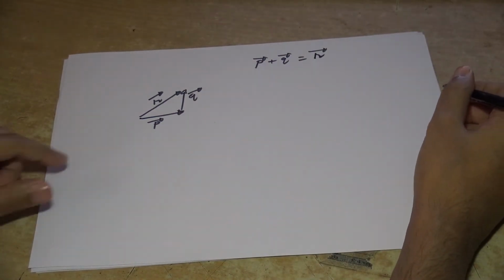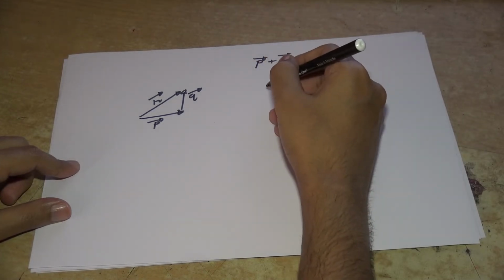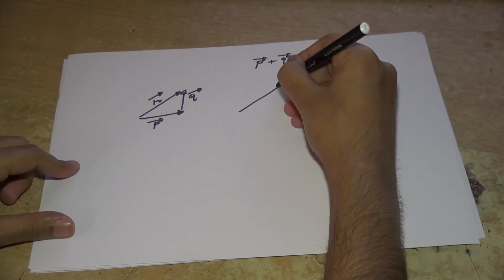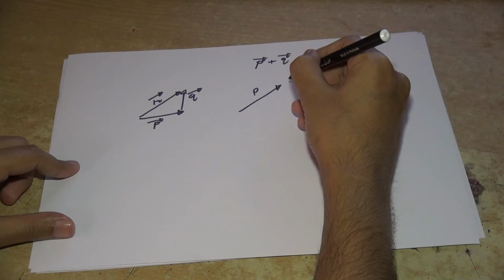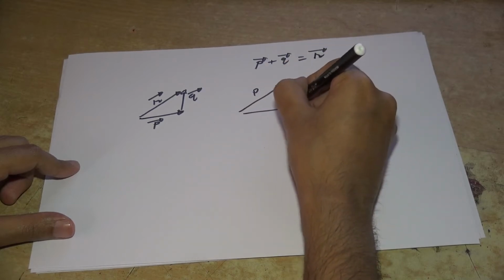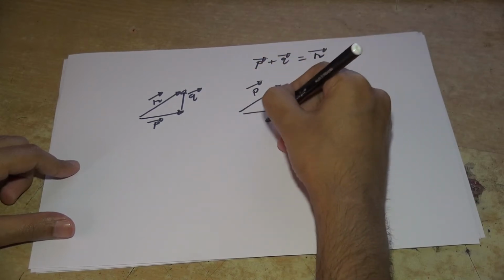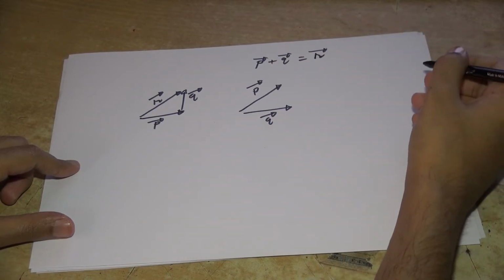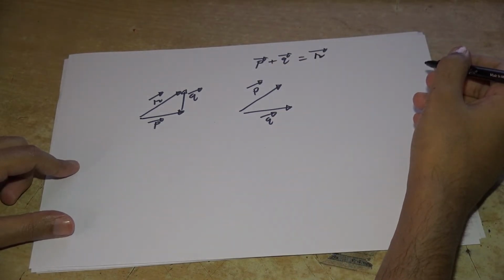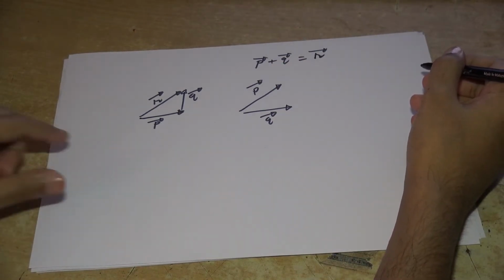So let's try with another diagram. Let's try with a different one. Let's say I have a vector p which is heading in this direction and a vector q which is heading in this direction. So what is the sum of these two vectors? Now this is a bit complicated, right? It is not complicated at all.